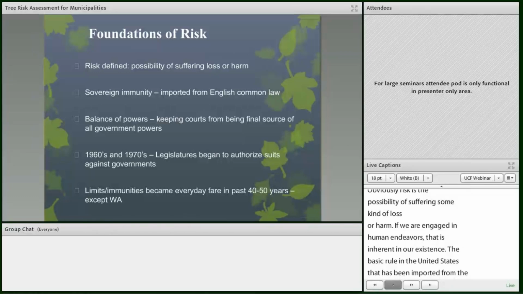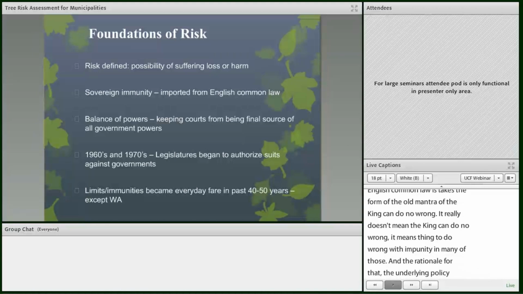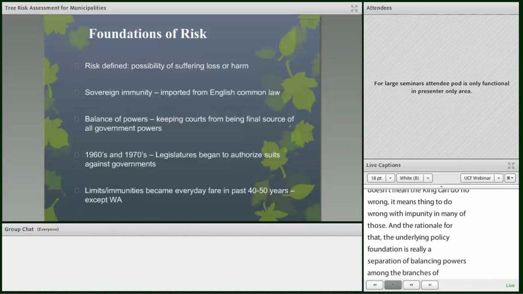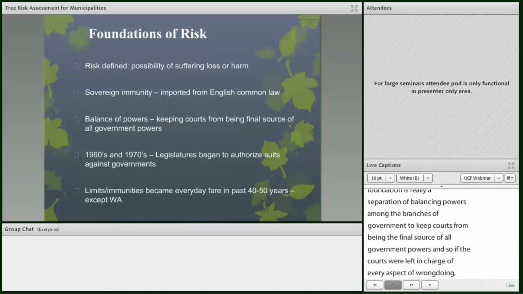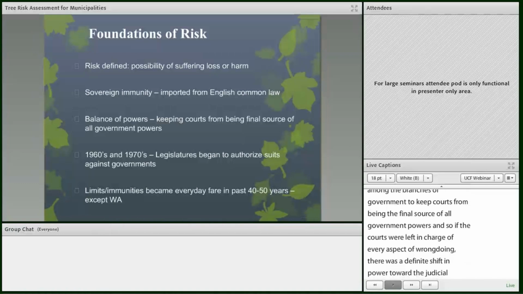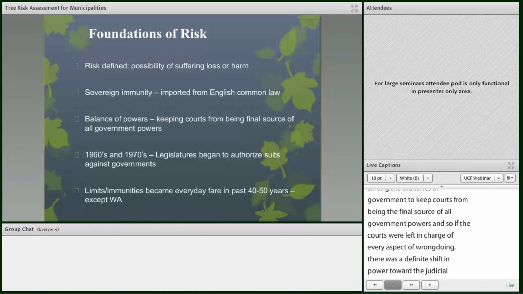It really didn't mean the king could do no wrong. It meant the king could do wrong with impunity in many instances. And the rationale for that, the underlying policy foundation, is really a separation or balancing of powers among the branches of government, to keep courts from being the final source of all government powers. If the courts were left in charge of every aspect of wrongdoing, there was a definite shift in power toward the judicial branch. And so sovereign immunity, or lack of actual ability to sue the government, is kind of the inherent nature of our country's history legally.